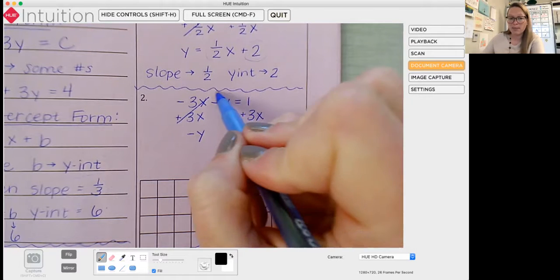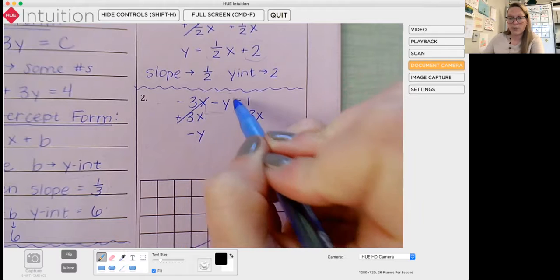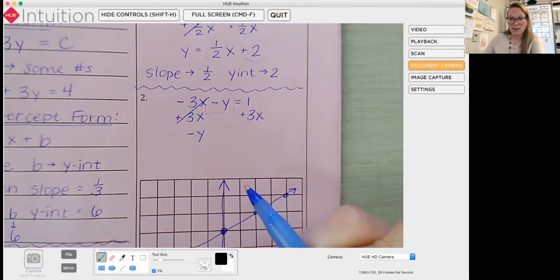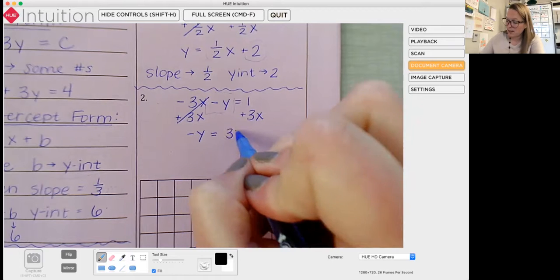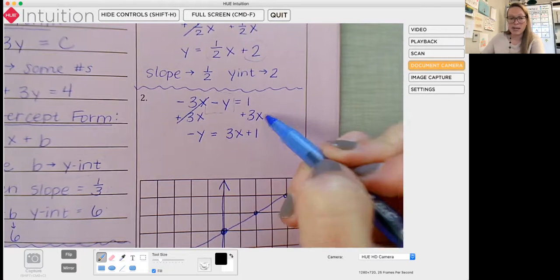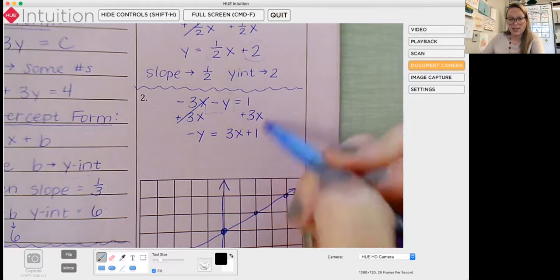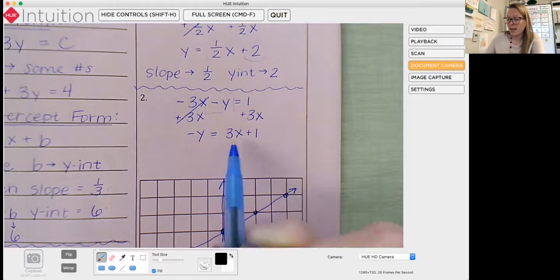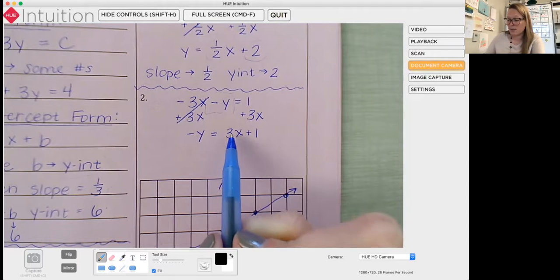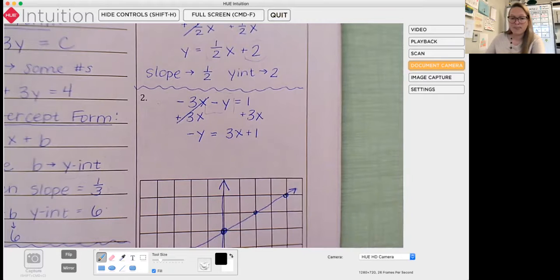You want to keep the sign with the variable, and negative y is going to follow you down. Equals 3x plus 1. Remember, 3x and 1 are not like terms, so my answer is not going to be 4x. I need to make sure they stay separate. And I'm trying to write it with the x in front, so mx plus b.